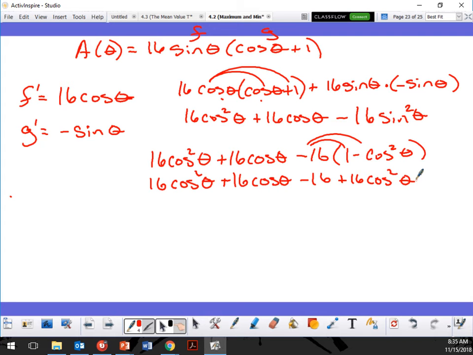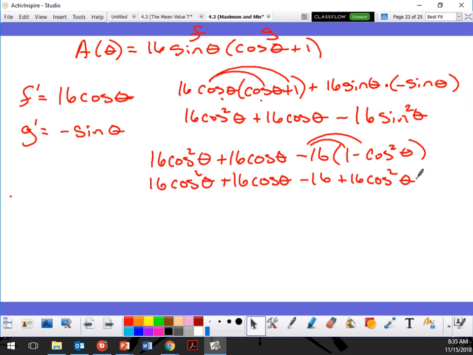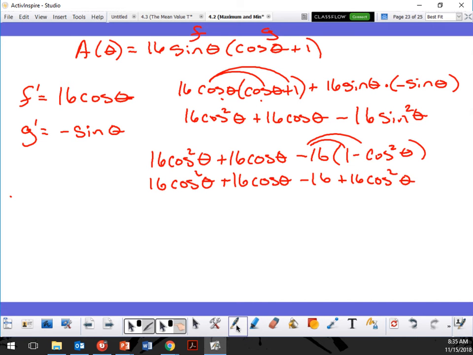So I'm going to have how many cosine squareds? 32. You're going to have 32 because you have 16 here and you have 16 over there. So together we're going to have the 32. That's what I mean. So 32 cosine squared theta plus 16 cosine theta minus 16, right?